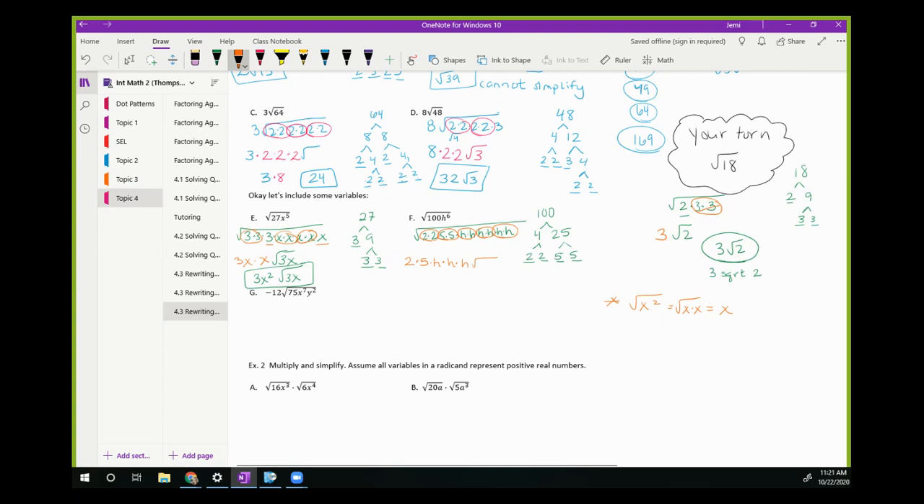Okay, so then just get rid of the radical. The square root of 0 is 0. The square root of 1 is 1. 2 times 5 is a 10, and then h times h times h is h cubed. So you get 10h cubed for that problem.